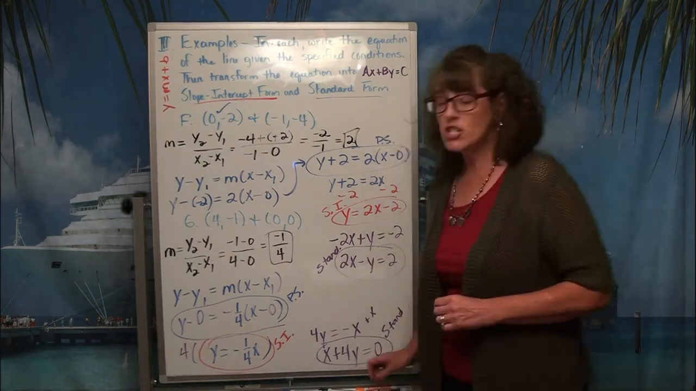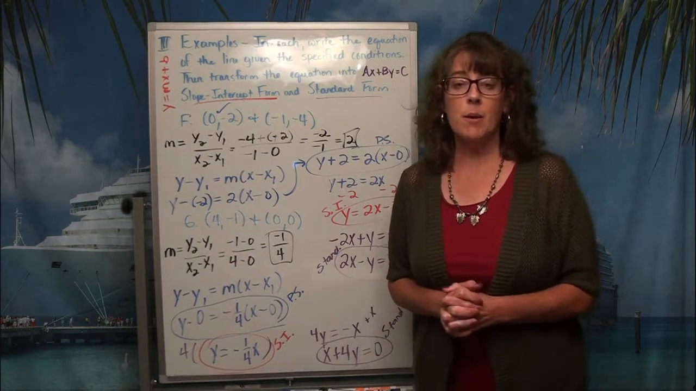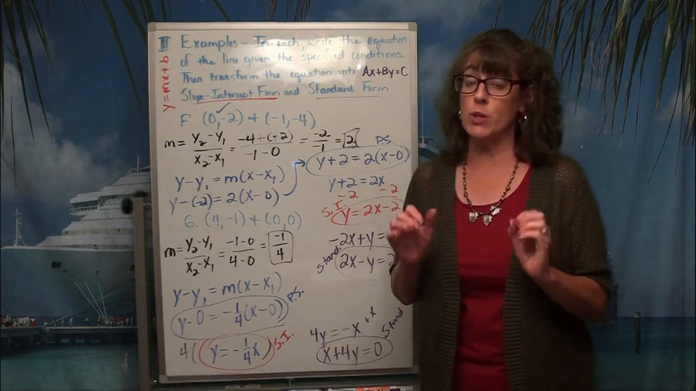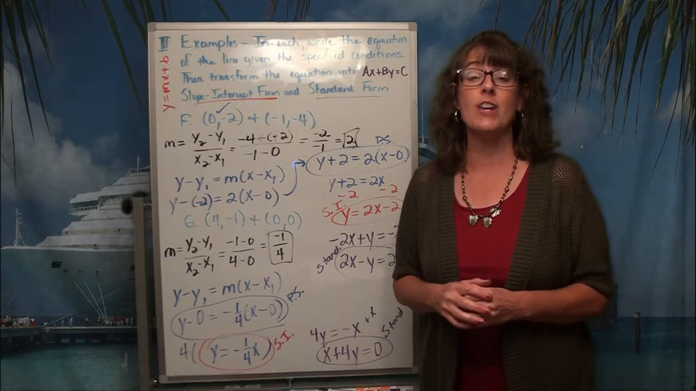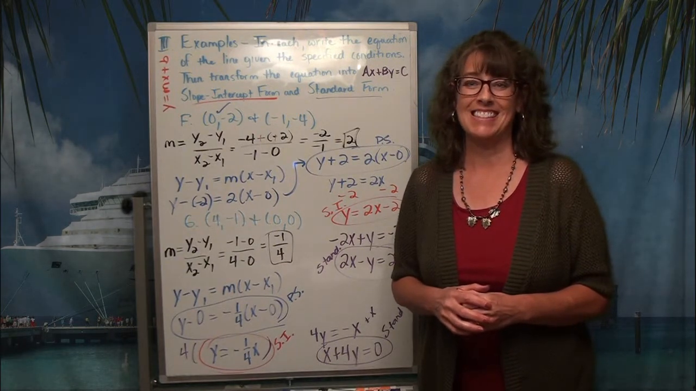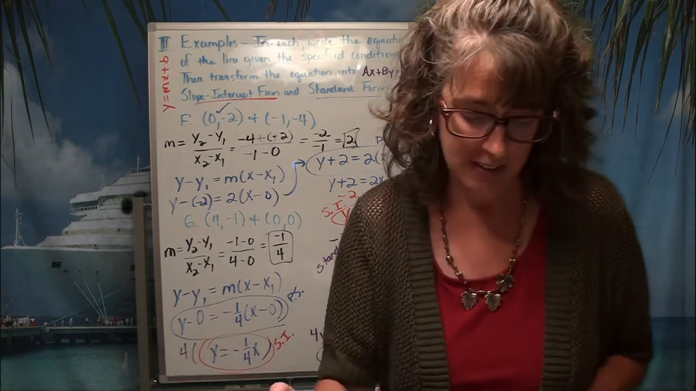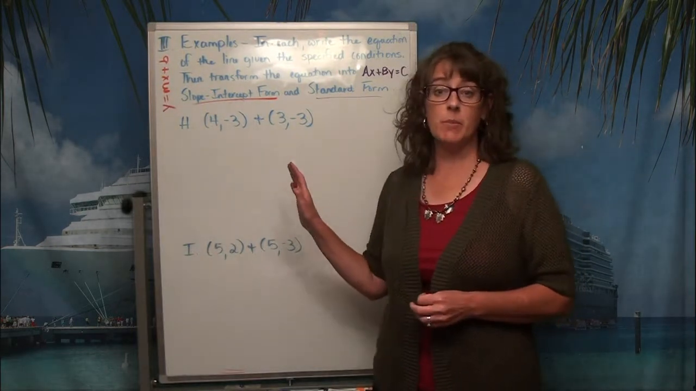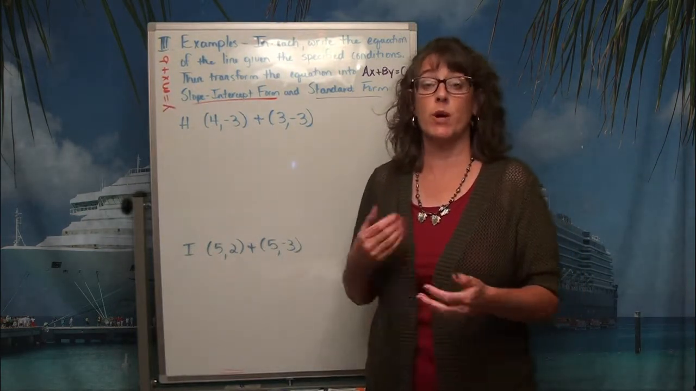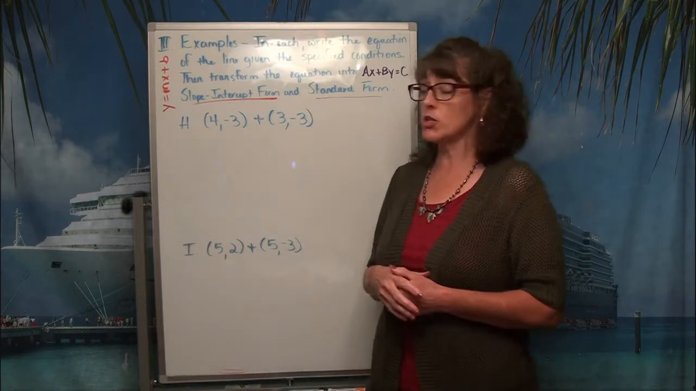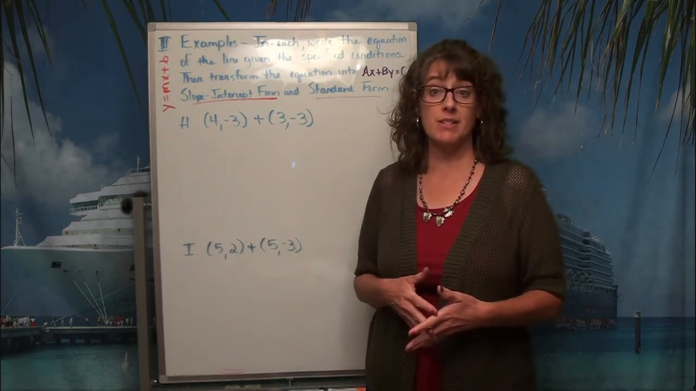Okay, I just have a couple more examples. Last couple of them, because these are strange. They really do throw people off, and I want you to see this so nothing messes you up. All right, last examples here. I've got the same directions. I need to write the equation of the line. I need to transform it into slope intercept, and then I need to transform it into standard form.